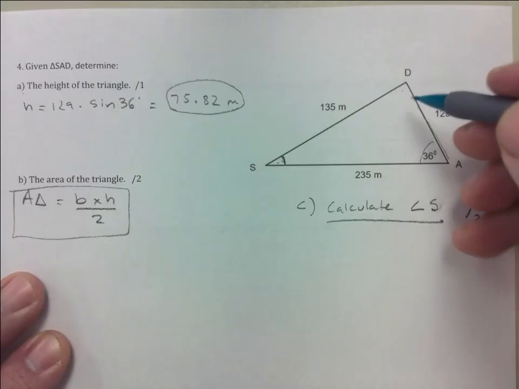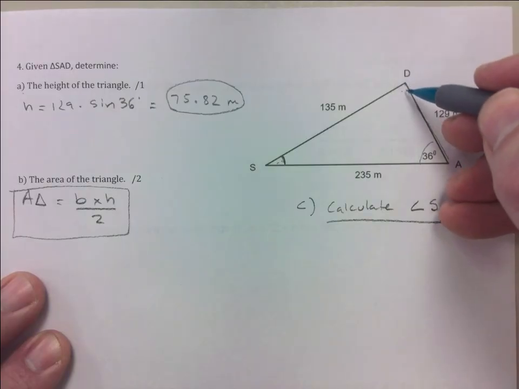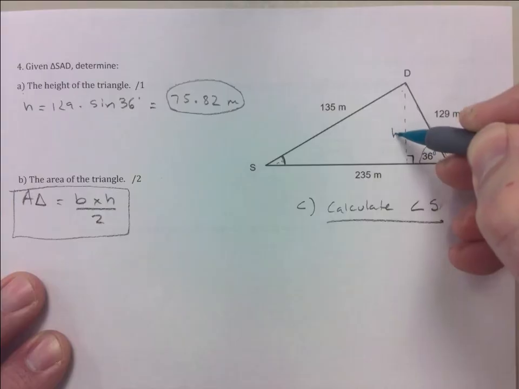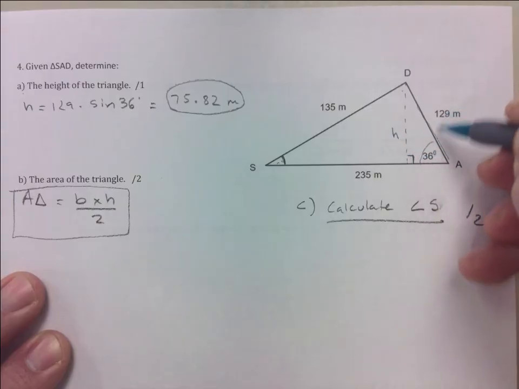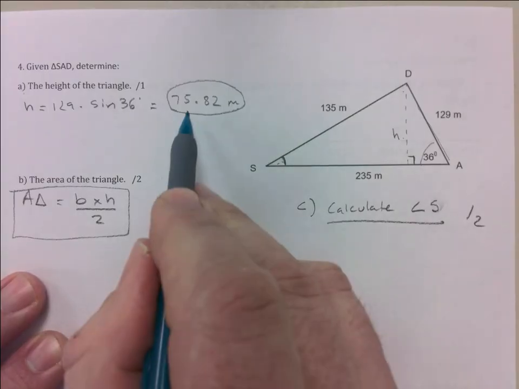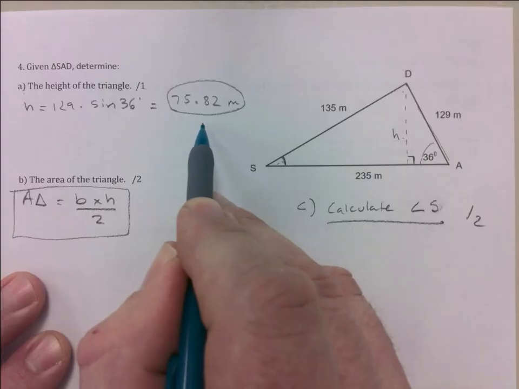Okay, how else could you have done this? You could have introduced a height here, and once you do the height, you know that this is a 90, right? So you have your pair, and you use 36 to find height. That still works. You get the same answer, by the way. Okay, so 1 mark for that.